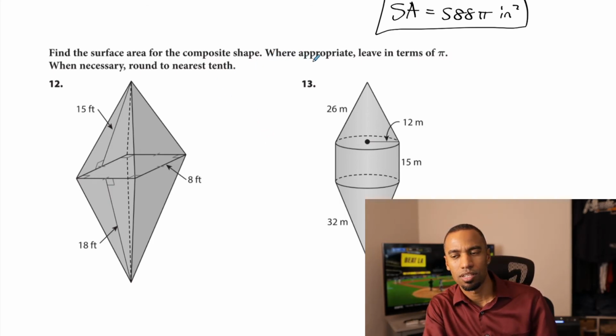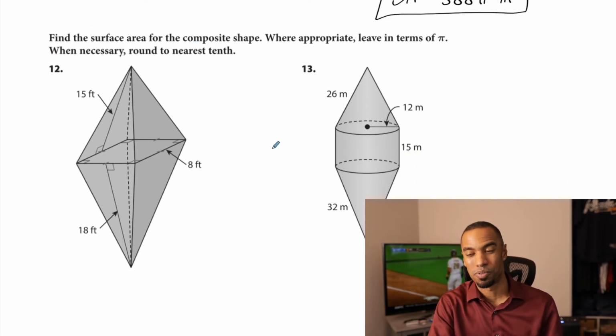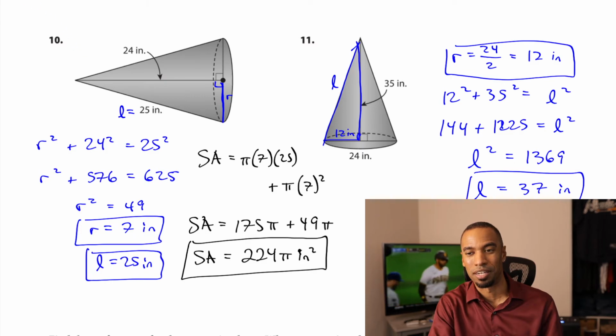It says, where appropriate, leave in terms of pi when necessary, round to the nearest tenth. I don't know what that means. I don't know if that means we're supposed to leave in terms of pi or not. I have no idea there.